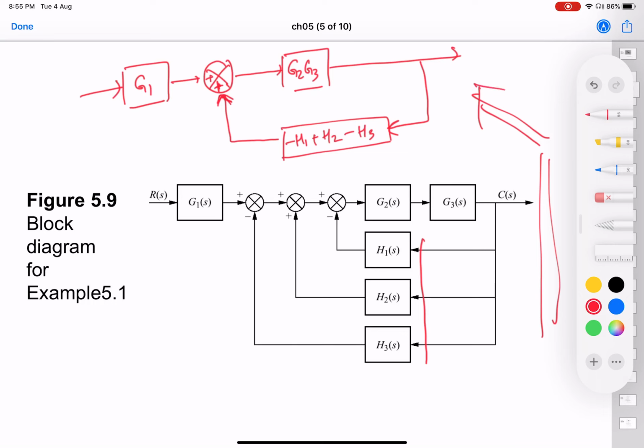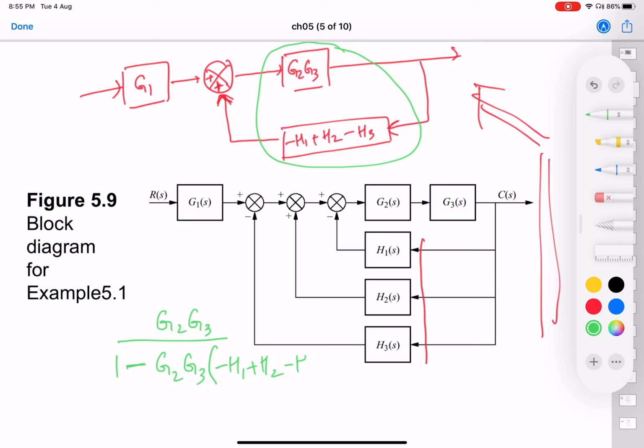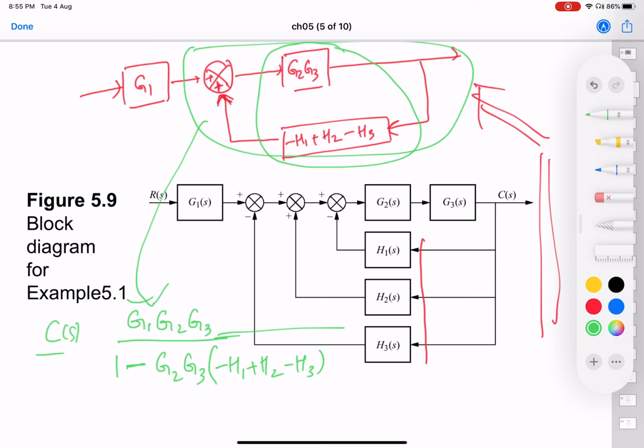And the next thing that you're going to do is to write down the expression for this feedback loop. The expression for this feedback loop is going to be G divided by 1 plus GH, and in this case it's going to be 1 minus GH because it's positive feedback. So minus H1 plus H2 minus H3, and this whole block, right, has this transfer function, and this gets combined with G1 because G1 is in cascade to it. So this overall, you can write down CS by RS is equal to this much, right?